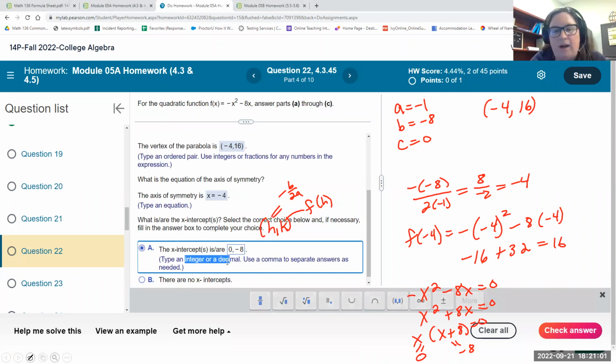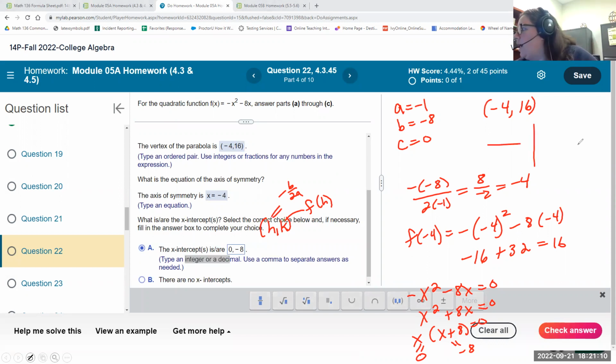Not typing in an ordered pair, not putting parentheses. It's not 0 and -8 as one point, it's two separate points here. So if I was sketching the graph so far, I would have the vertex at (-4, 16), somewhere up here. And then I'd have x-intercepts at 0 and at -8. The vertex is always going to be exactly halfway between the x-intercepts. So if you get x-intercepts that don't match up to where the vertex is halfway between them, something's gone wrong.